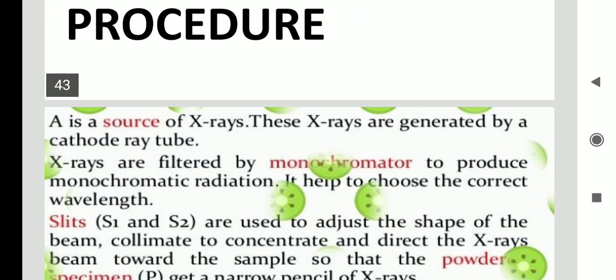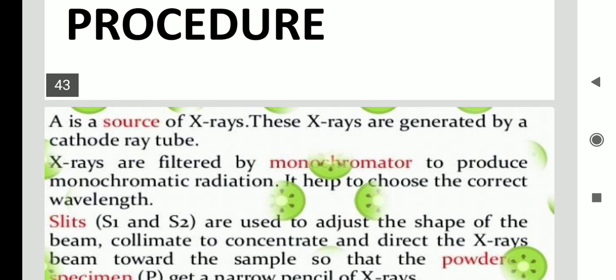The source is the source of X-rays. The X-rays are generated by a cathode ray tube. X-rays are filtered by a monochromator. Here, mono means what? Single. So they are filtered by the monochromator to produce monochromatic radiation, meaning the remaining rays' colors will be absorbed and it passes only one color. That is the reason it is called a monochromator.